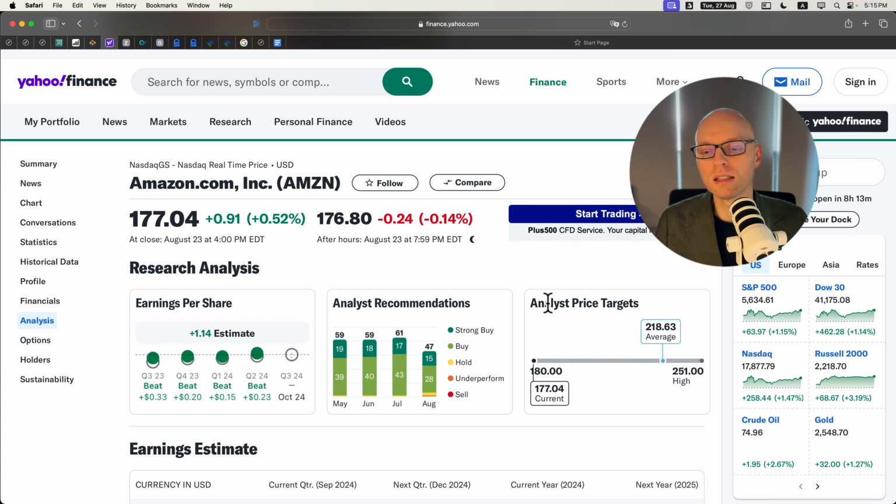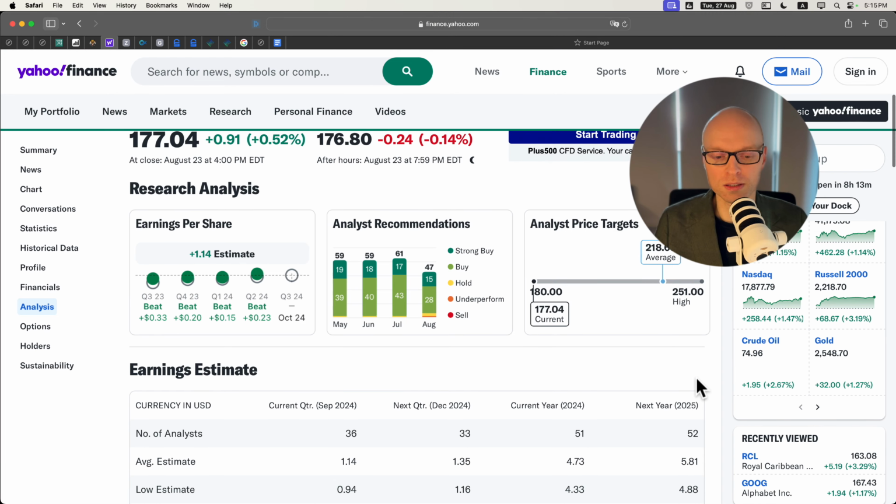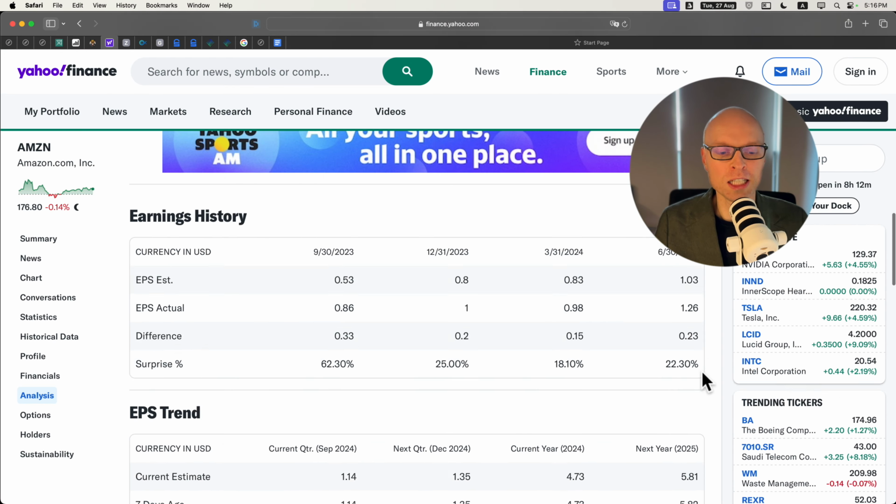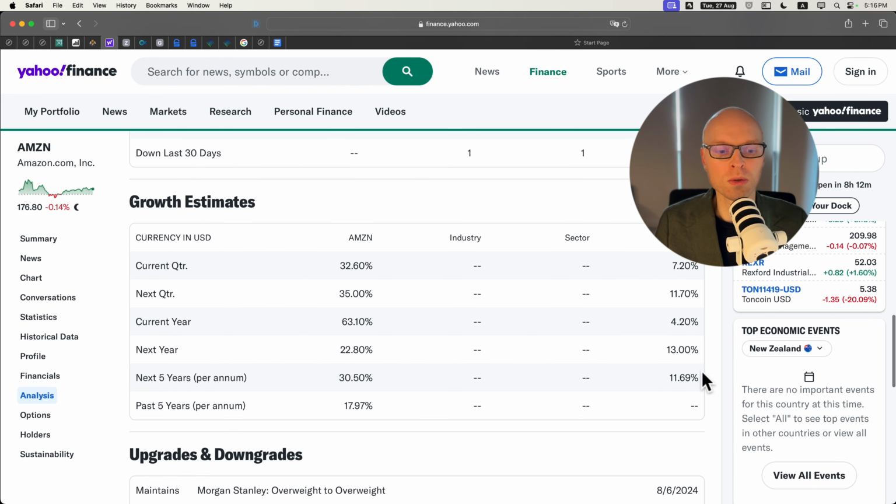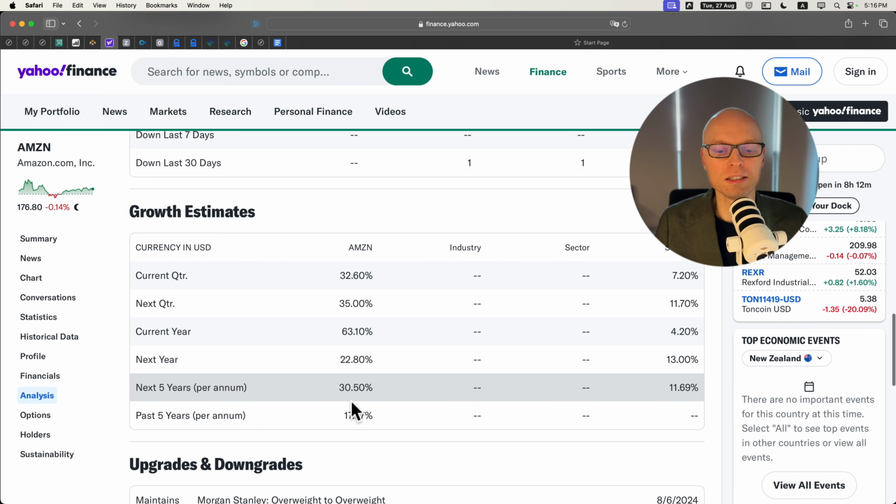Then you see that their price target is anywhere between $180 and $251. Then you scroll down and you will see that earnings growth over the next 5 years is about 30% on average each year. And remember this number, because once again, we will use a conservative figure to work out the fair value of the company.